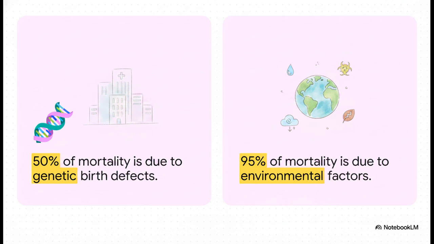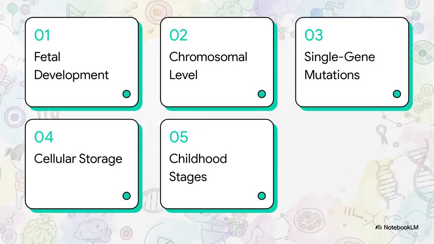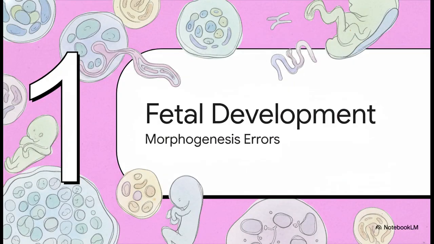So as we continue to solve global environmental challenges, this microscopic genetic frontier really becomes the most critical landscape in pediatric medicine. To make sense of all this, we'll break our journey down into 5 stops: errors in fetal development, the chromosomal level, single gene mutations, cellular storage overload, and finally, the stages of childhood. Let's get right into it. Section 1, errors in fetal development, or when morphogenesis goes astray.